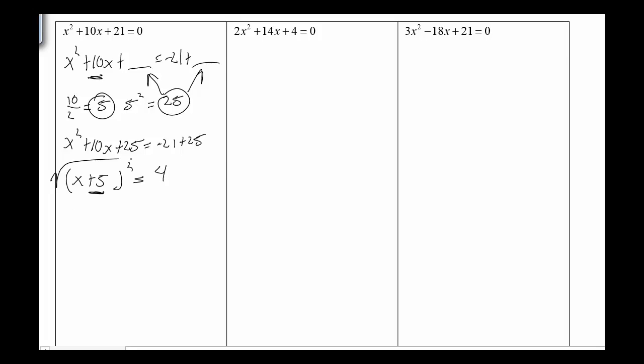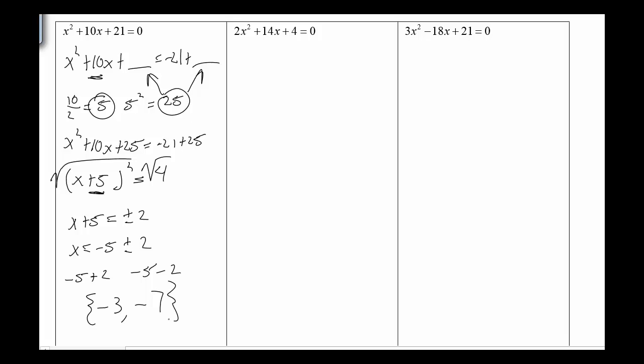So take the square root of both sides, and I end up with x plus 5 equals plus or minus 2. So that means negative 5 plus or minus 2. And I can split that up into negative 5 plus 2 and negative 5 minus 2. And so our solutions would be negative 3 and negative 7. Okay.